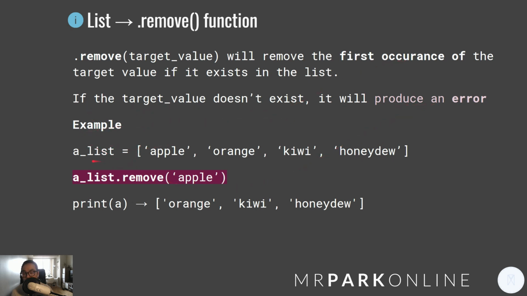So an example here, I have a list: apple, orange, kiwi, honeydew. And I say, hey, a list, remove apple. It's going to remove that and shift everything over. So print A is going to give us orange, kiwi, and honeydew.